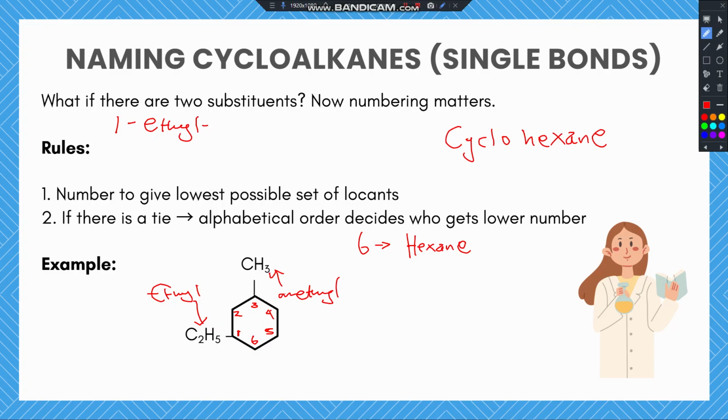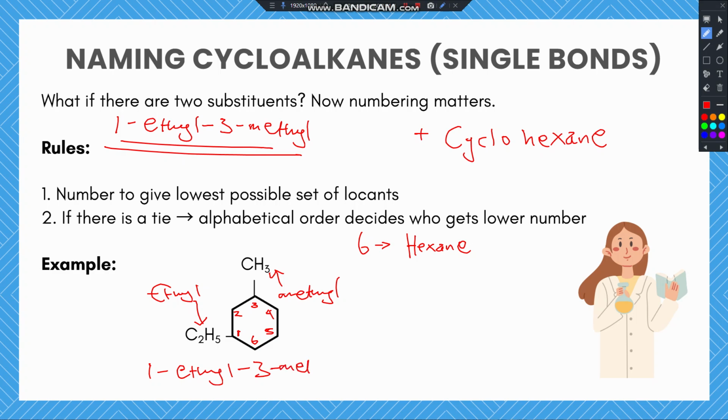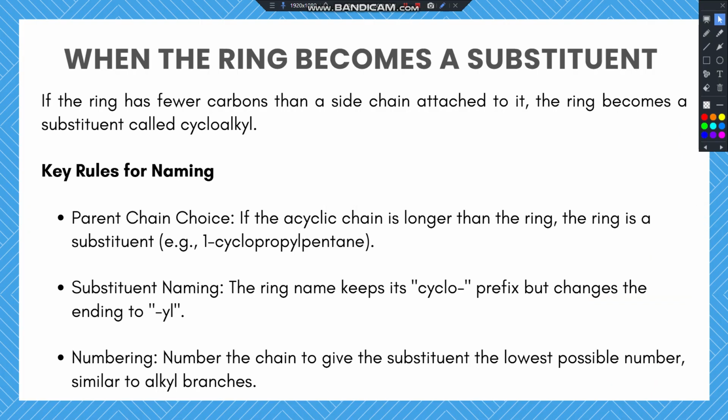1 ethyl, and then we have 3 methyl. We've handled the substituents or the branches. So all of these are the names of the branches. Let's add everything together. So all together we have 1 ethyl, 3 methyl, cyclohexane. 1 ethyl, 3 methyl, cyclohexane. I'm sure you can see how that was done. So you know what to do now when there are two substituents present in a ring.